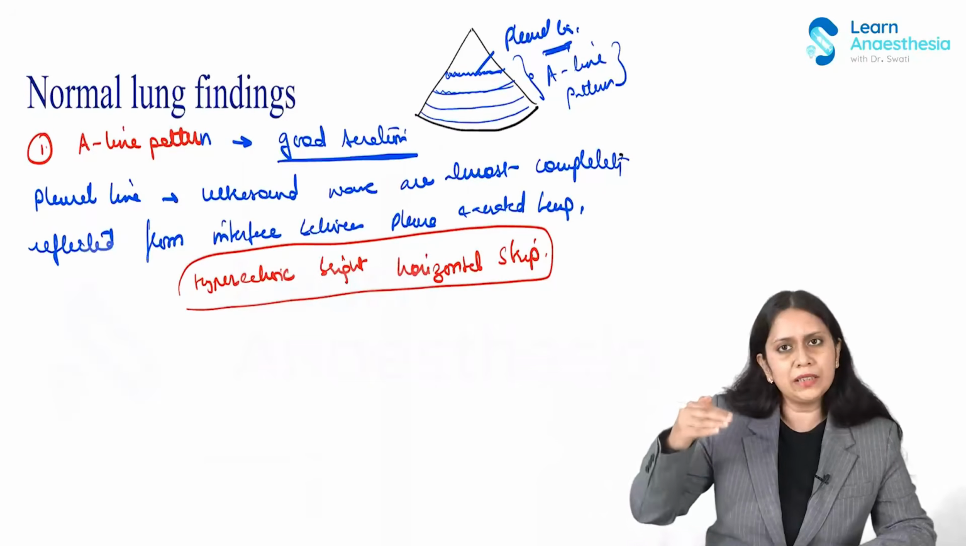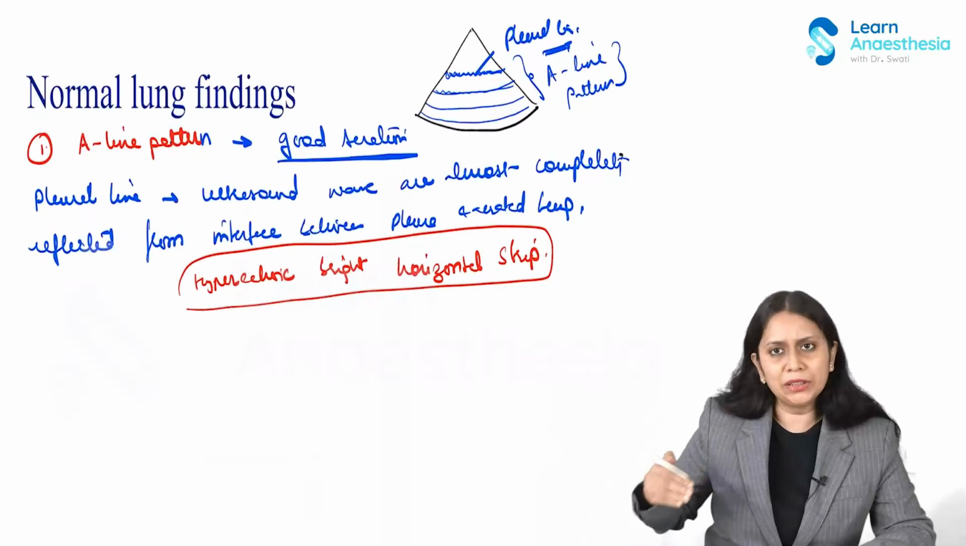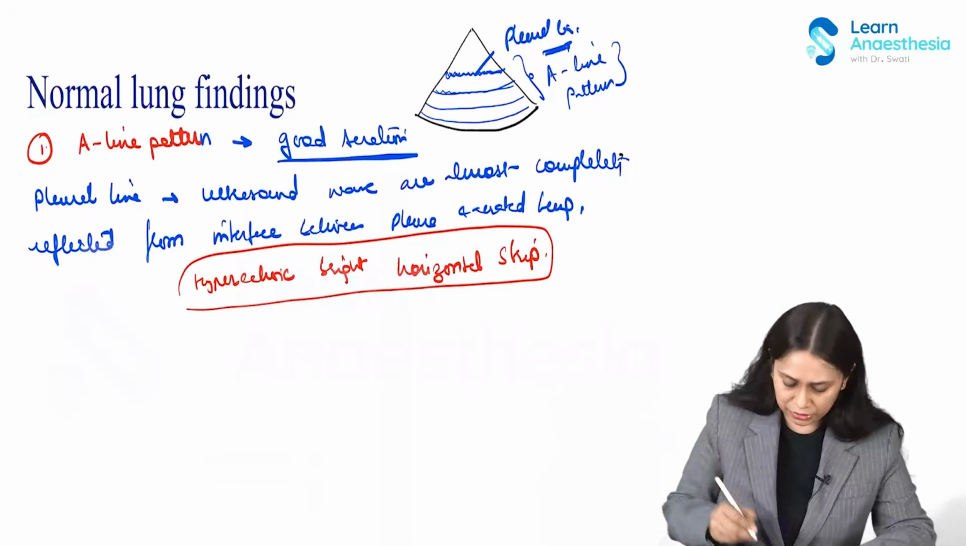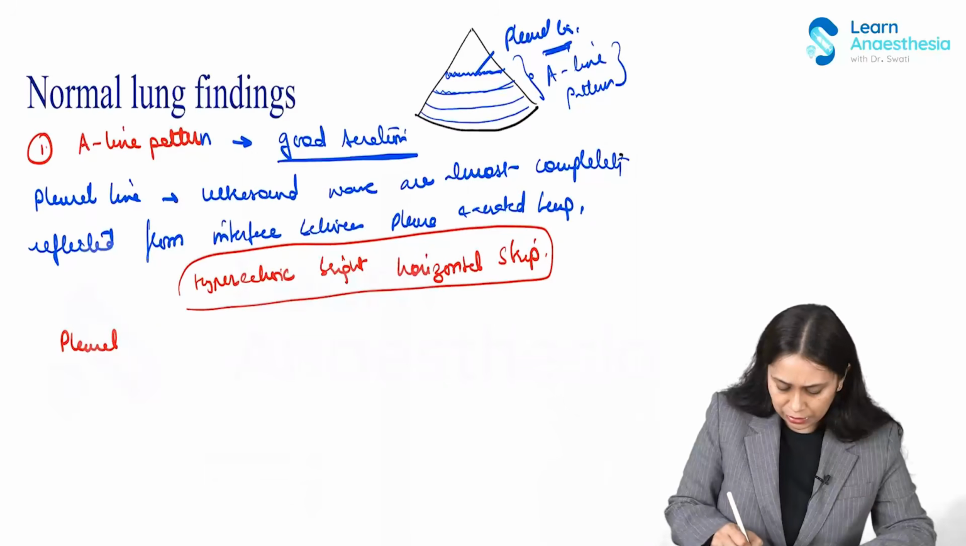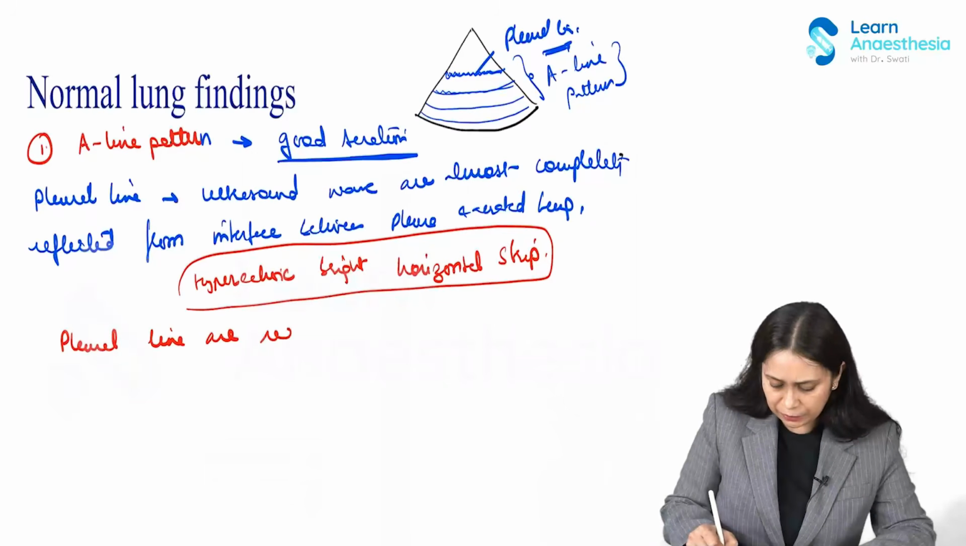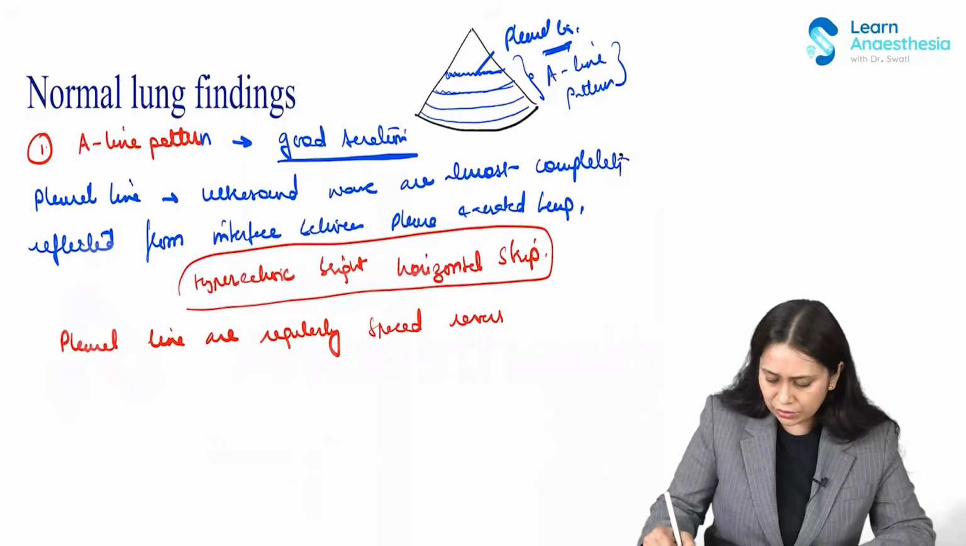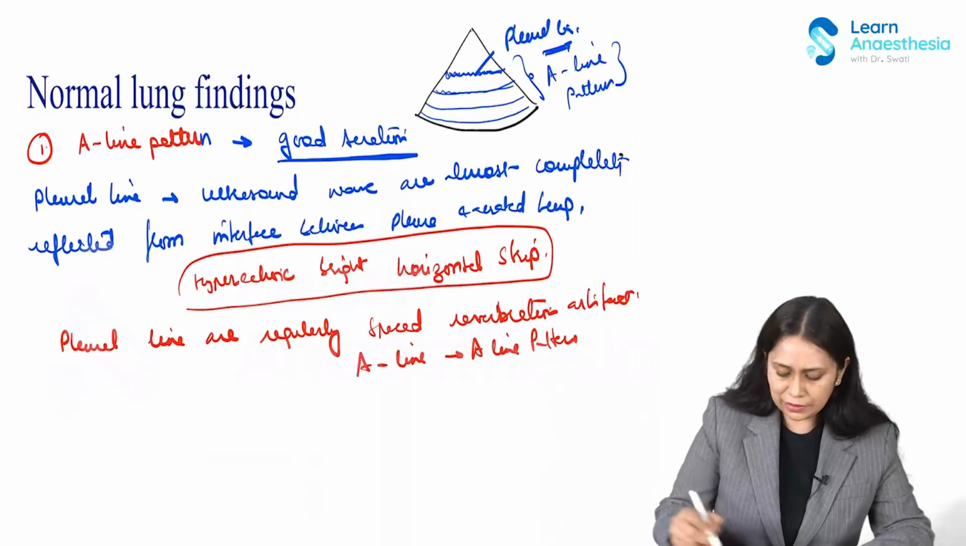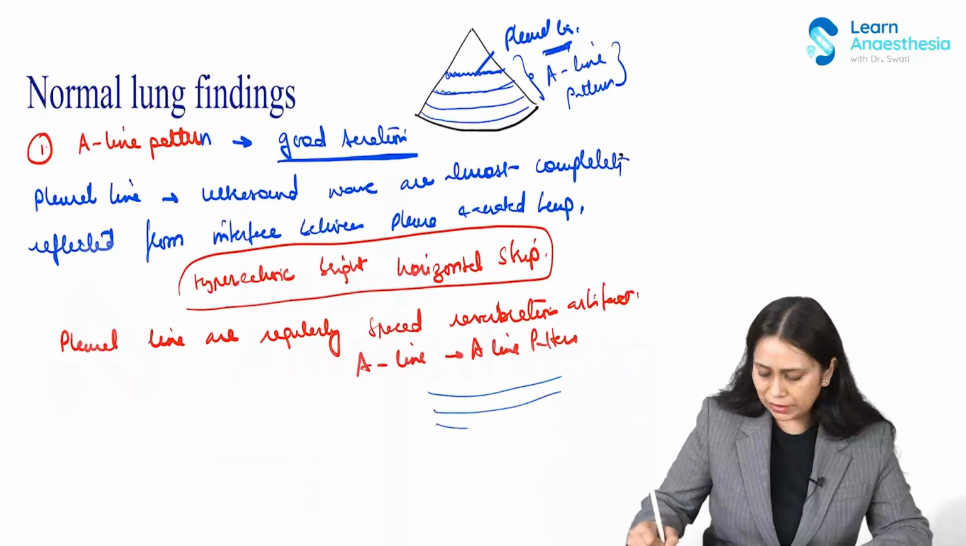Then this pleural line is regularly represented at equal intervals as a reverberation artifact, and that's what is called A line pattern. So the pleural line has regularly spaced reverberation artifacts, and this is what is called A line pattern. We get multiple A lines, and that's called A line pattern, which represents normal lung, okay. So let's say these are my A lines, okay.